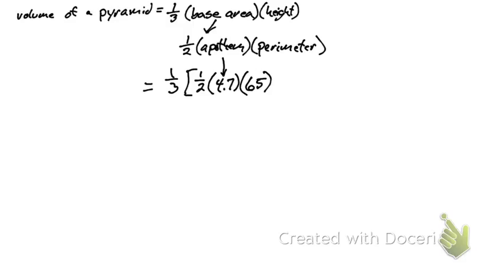That took care of that. Now we're going to multiply that by the height. Our height was 18 centimeters. And you plug that in your calculator and you come out to 916.5 centimeters cubed.